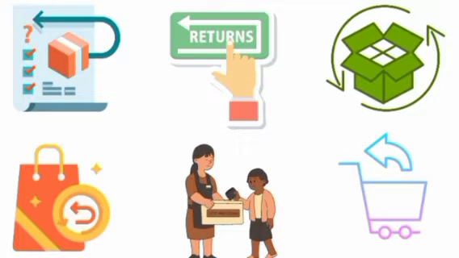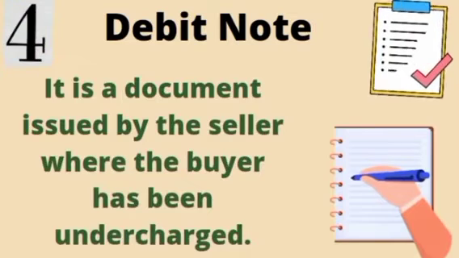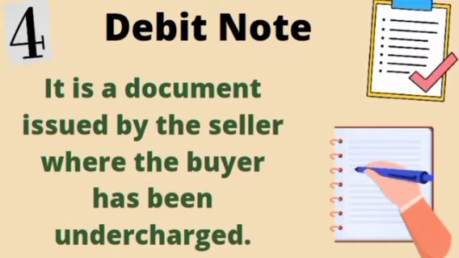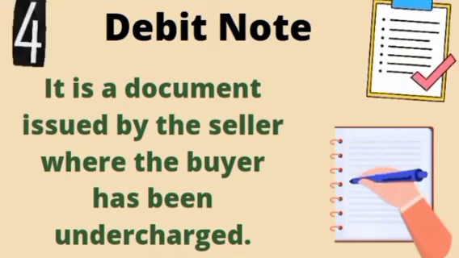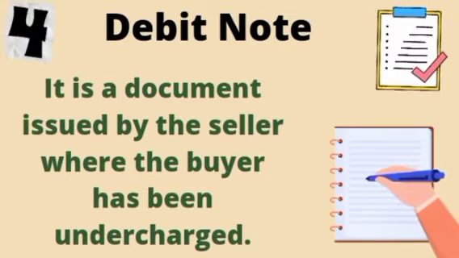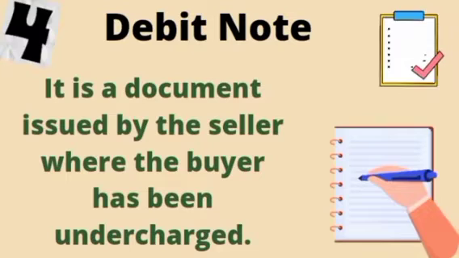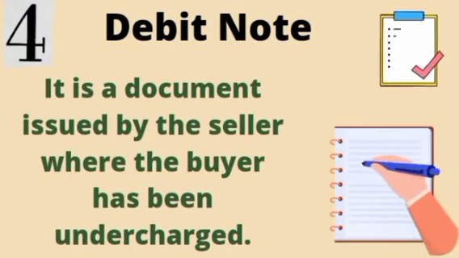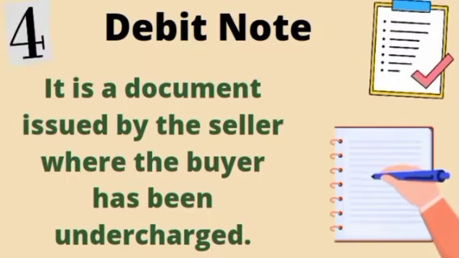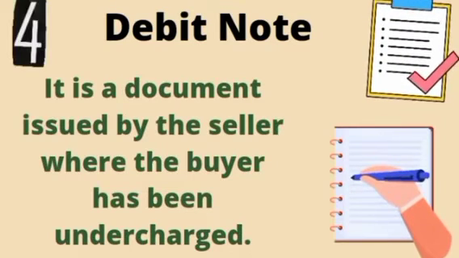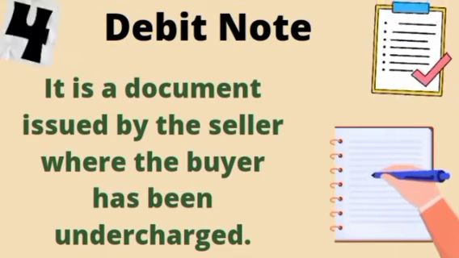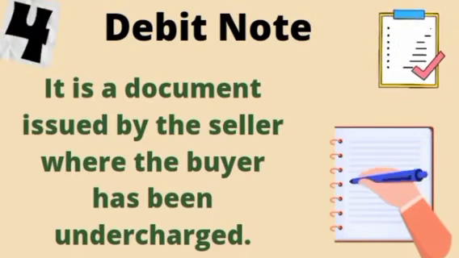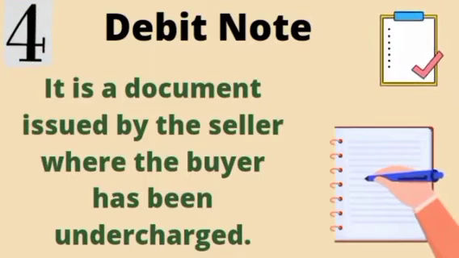Now let's look at the debit note. This is just a direct opposite of the credit note. In the incidence of undercharge, that is, when a buyer is wrongly undercharged, a debit note is issued to him or her. This document is issued by the seller to show that the buyer is supposed to pay more or return some of the goods which he or she did not pay for. That is the debit note. So we can say that the debit note is a direct opposite of the credit note.